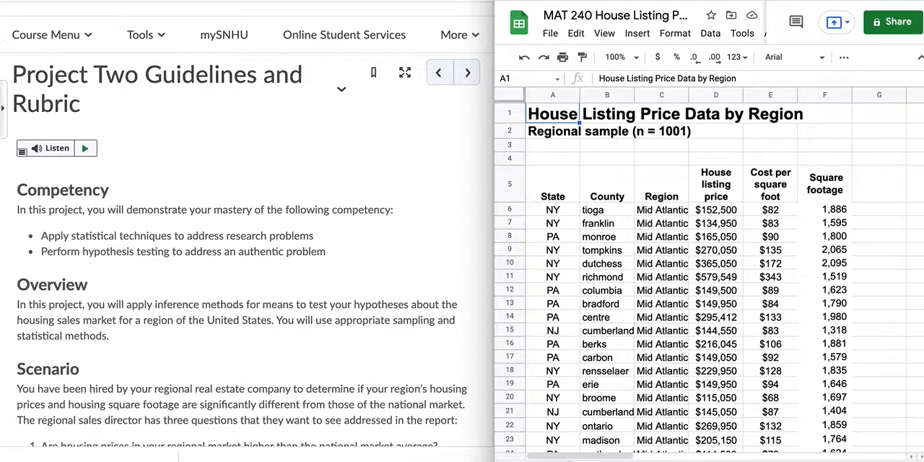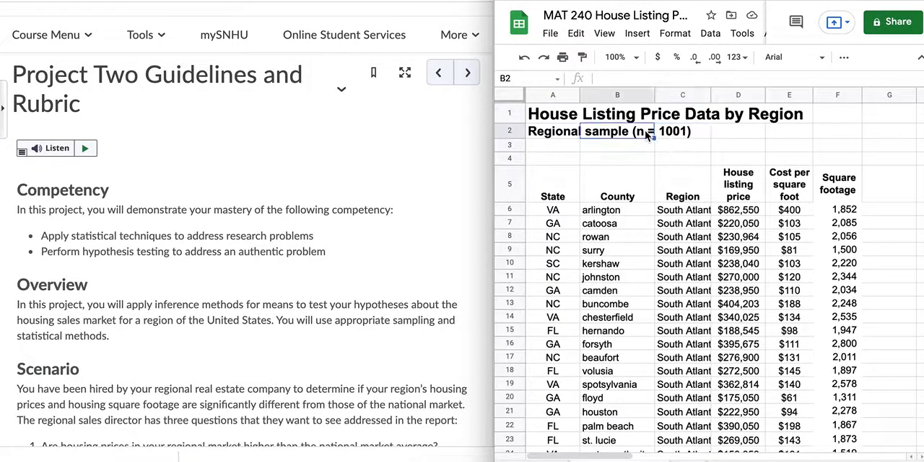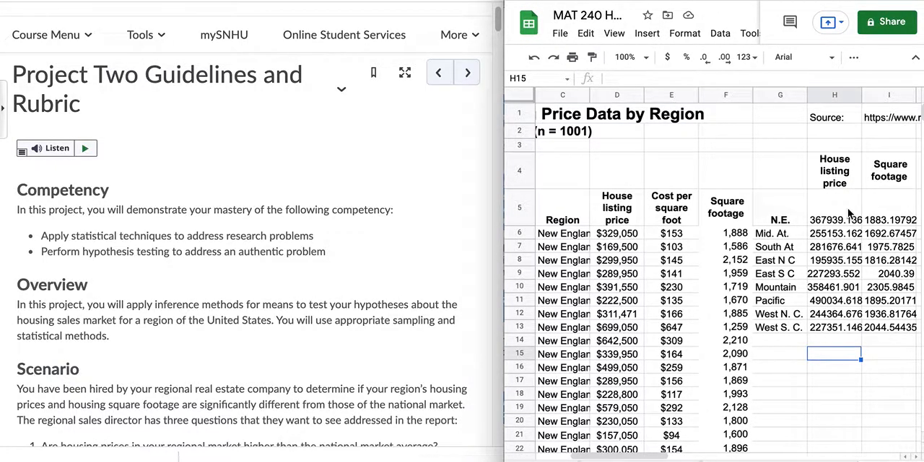So let me pause the recording. What I'm going to do is calculate the mean from each sheet. And because each region has 1,001 samples, I'm going to be able to add up all the means and calculate the mean of the means. So I'm going to help you find the national average right now. Means of each of the regions.